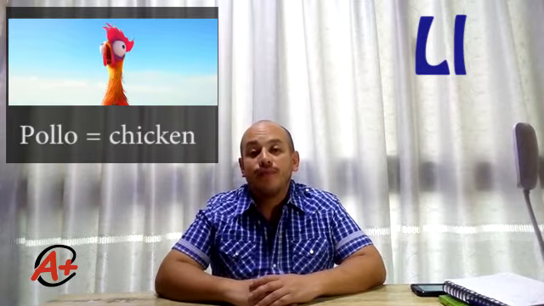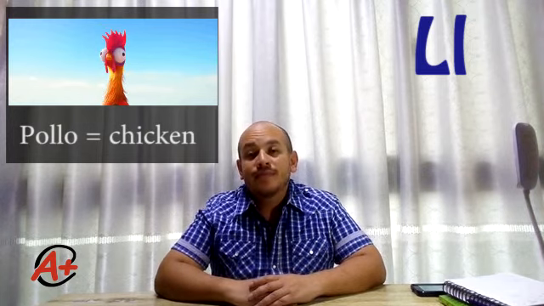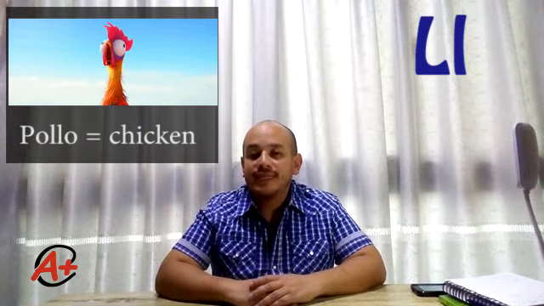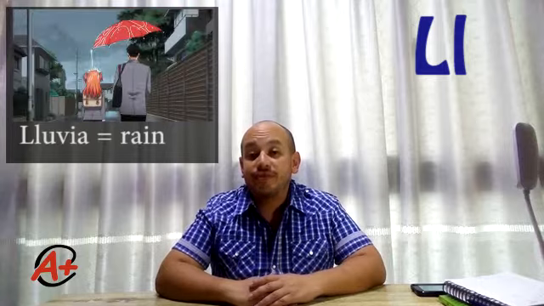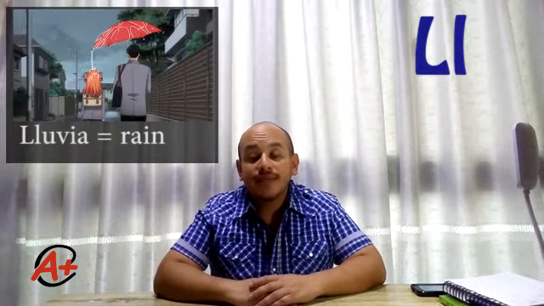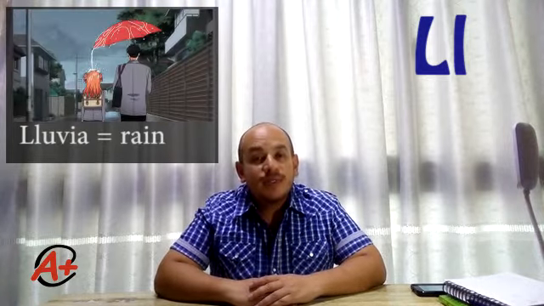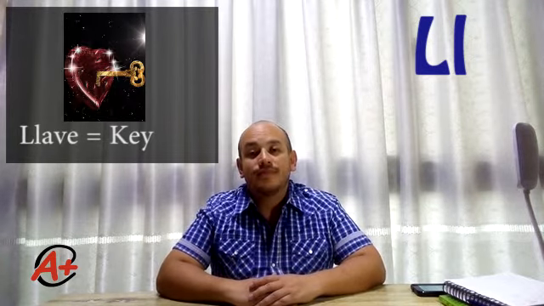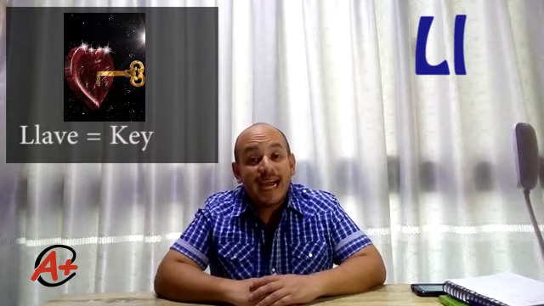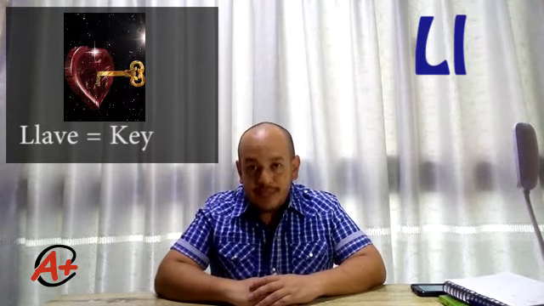So first example is pollo, which means chicken. Pollo. One last time. Second example, lluvia, which means rain. Lluvia. One last time. So the last example is the word key, which in Spanish is llave. One more time. Llave. Last time.